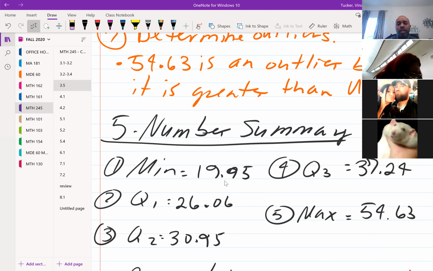So your minimum value is 19.95, Q1 26.06, excuse me, Q2 30.95, Q3 37.24. Then your maximum value is 54.63. Now that's your 5-number summary. That has nothing to do with whether something is an outlier or not. Any questions on the 5-number summary?